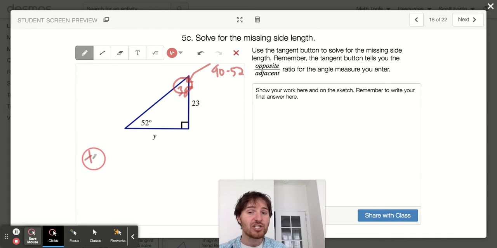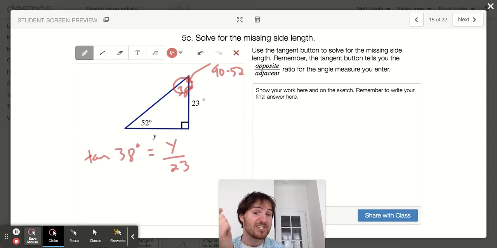So I would use the tangent of 38 in this one. Just a little bit easier, a little bit faster. I see fewer mistakes that way because here, if this is our reference angle, then the opposite of the reference angle is y, adjacent to it is 23. It's vice versa if it's the 52. You'd have to do the tangent of 52 degrees is 23 over y rather than y over 23.